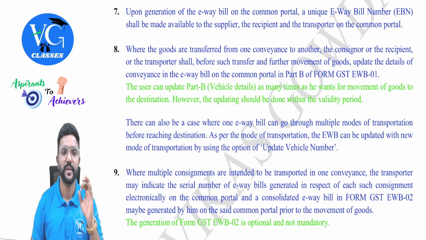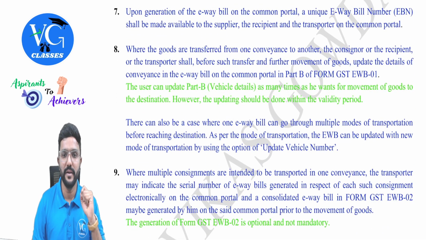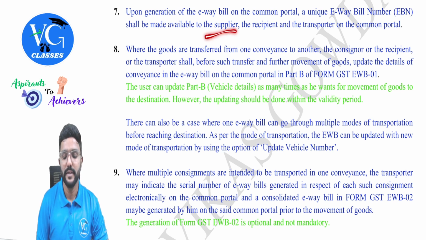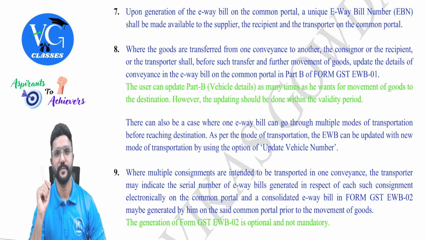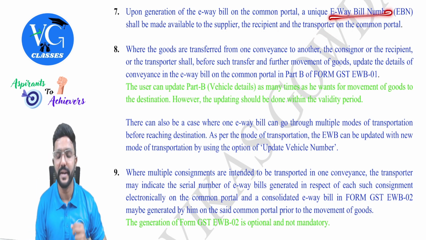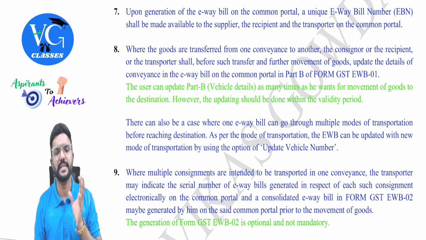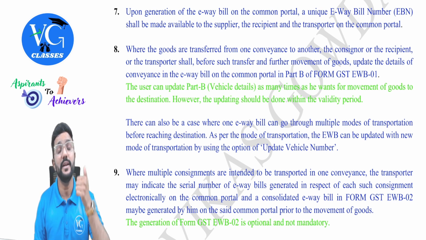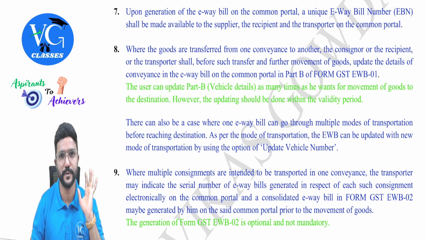Next, seventh one. Upon generation of the e-way bill on the common portal, a unique e-way bill number, that is EBN, shall be made available to the supplier, the recipient, as well as the transporter. Now, using that e-way bill number, can anyone update the details or track the movement of the vehicle? Yes, movement of the vehicle along with the goods.